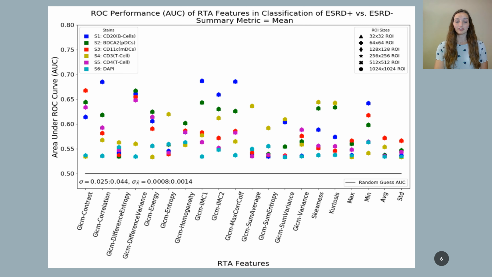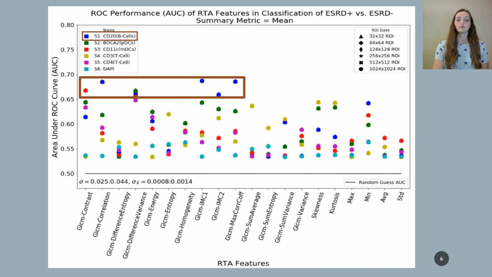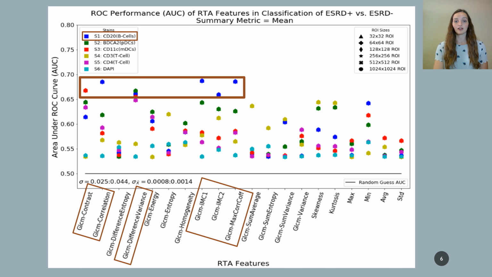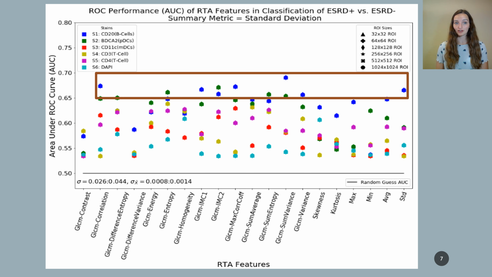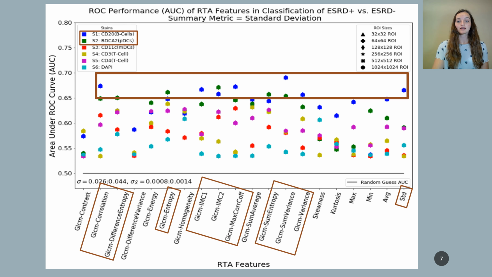Here's a similar plot for mean, where now 8 AUCs are above the 0.65 threshold, with the majority being from CD20 and the highlighted texture features on the x-axis. Finally, we have the standard deviation summary metric plot. Visually, we see that there are higher AUCs across the board, with now 12 being above the 0.65 threshold, all of which are from CD20 and BDCA2 stains. The texture features that contribute to this are highlighted on the x-axis as well.